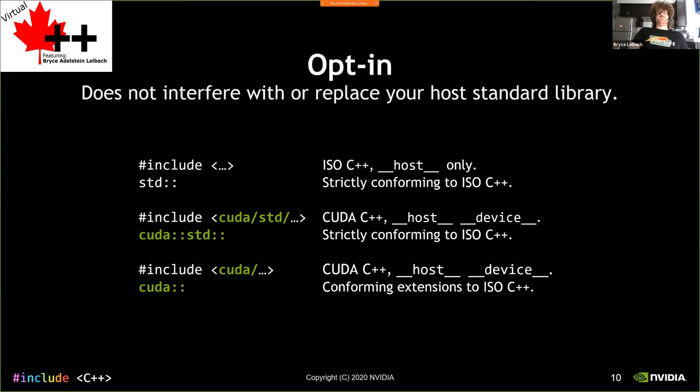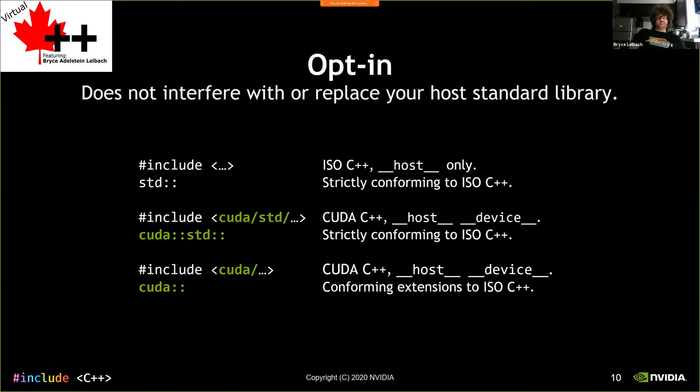So it's opt-in, which means that it does not interfere with or replace your host standard library. So everything in std and all of your normal standard library includes, vector, etc. All of those are left untouched. Those are provided by whatever host compiler you're using, GCC, MSVC, etc.